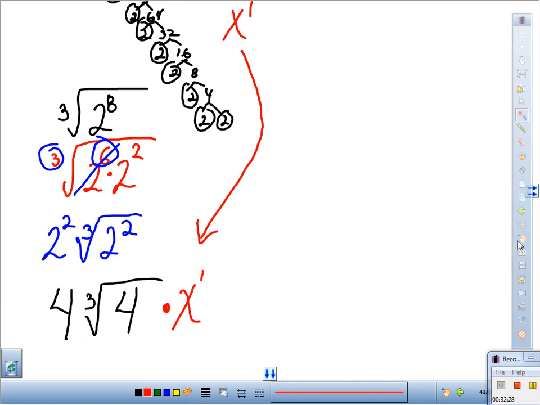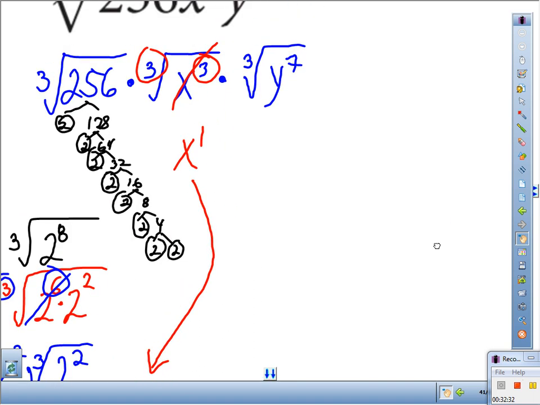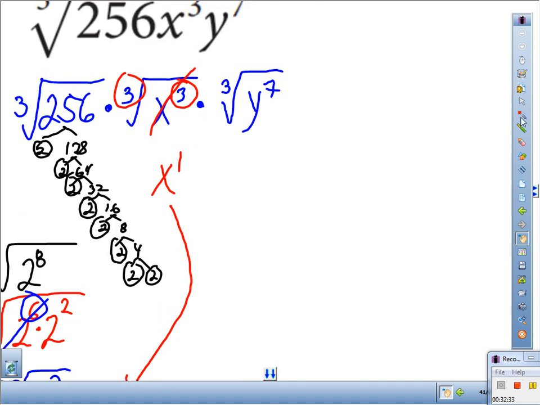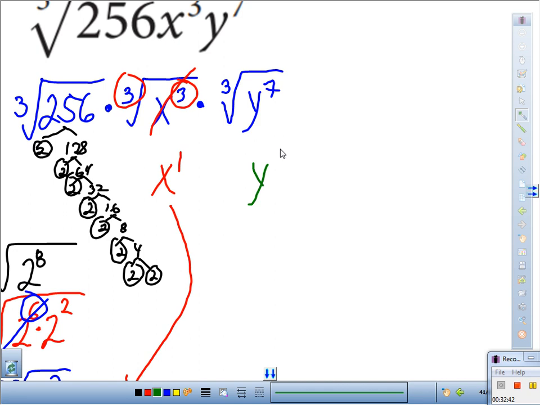All right, are we done? No, we have one more radical. What is it? The y. Is 7 a multiple of 3? No, so we need to rewrite this. This becomes what? Y to the what? 6 times y to the first, cube root.